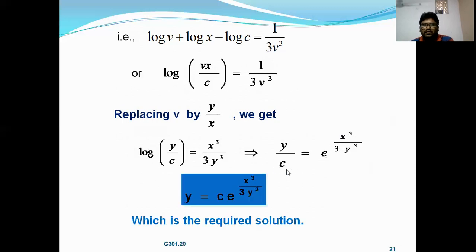Okay, so after cross multiplication of this c, the equation becomes y is equal to c into e power x cube by 3y cube, which is the required solution. I hope you understood. So I will explain once again.